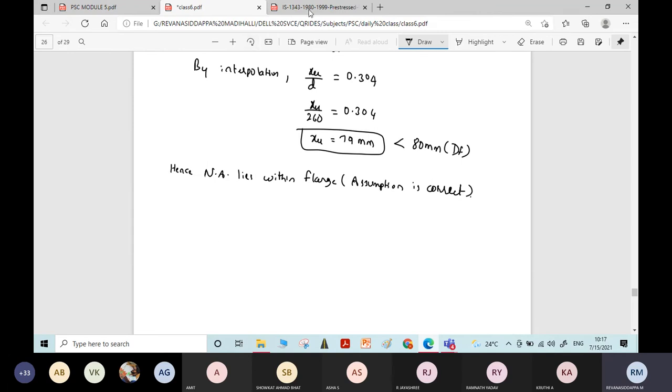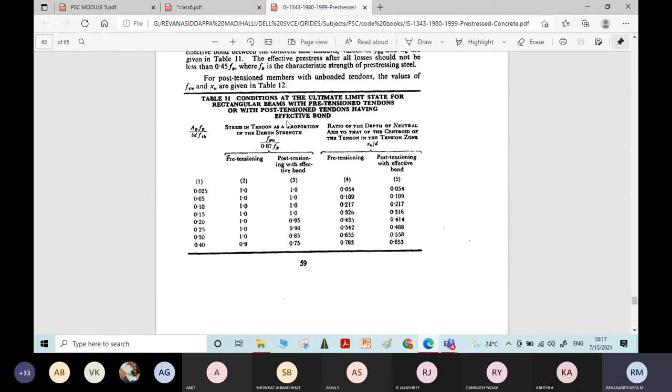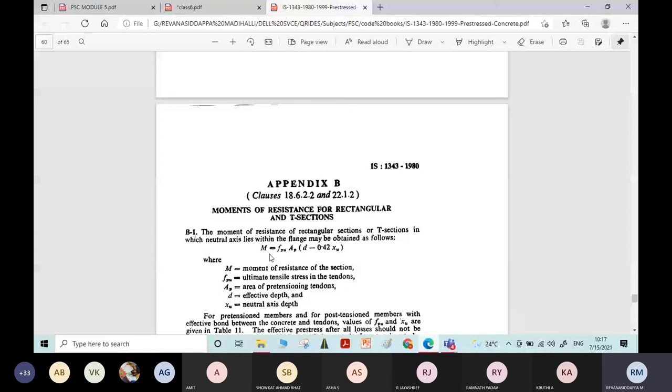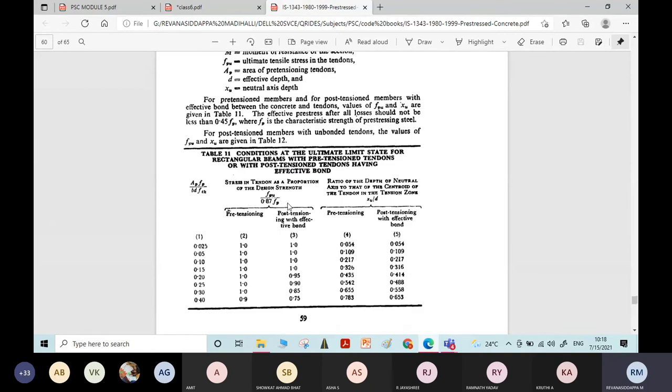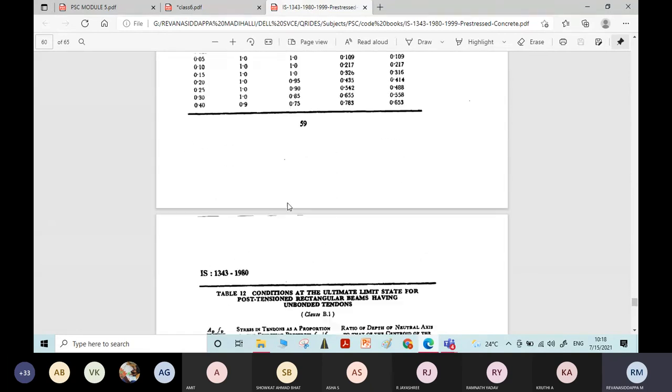Now you can calculate the moment of resistance. To calculate the moment of resistance, we have the formula: M is equal to Apu Ap into d minus 0.4 Xu. d is known. Depth of neutral axis Xu is known, 79. Ap is known. Fpu you need to calculate, you can calculate using the same table.